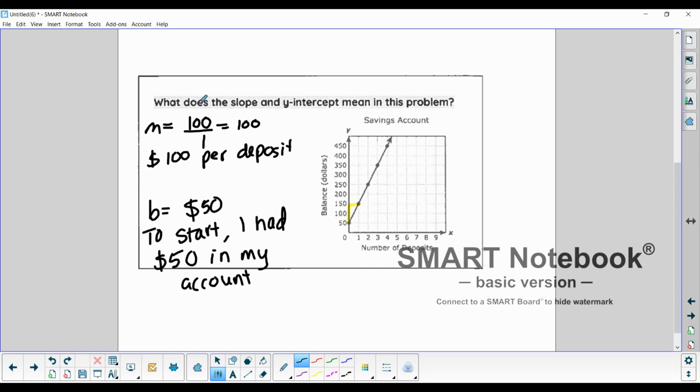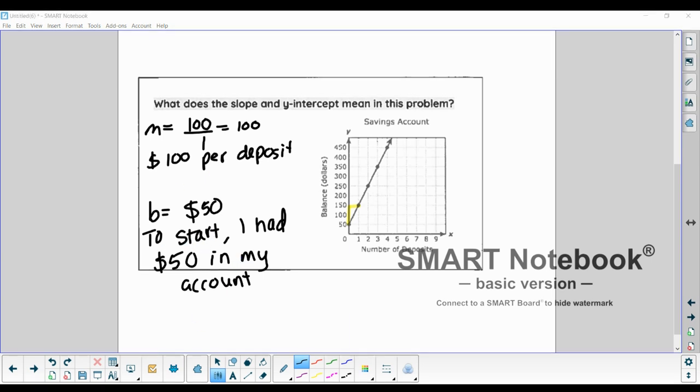So slope is a rate of change. b is an initial value, and that's what that says in a word problem. So we're able to see it in the parameters m and b.